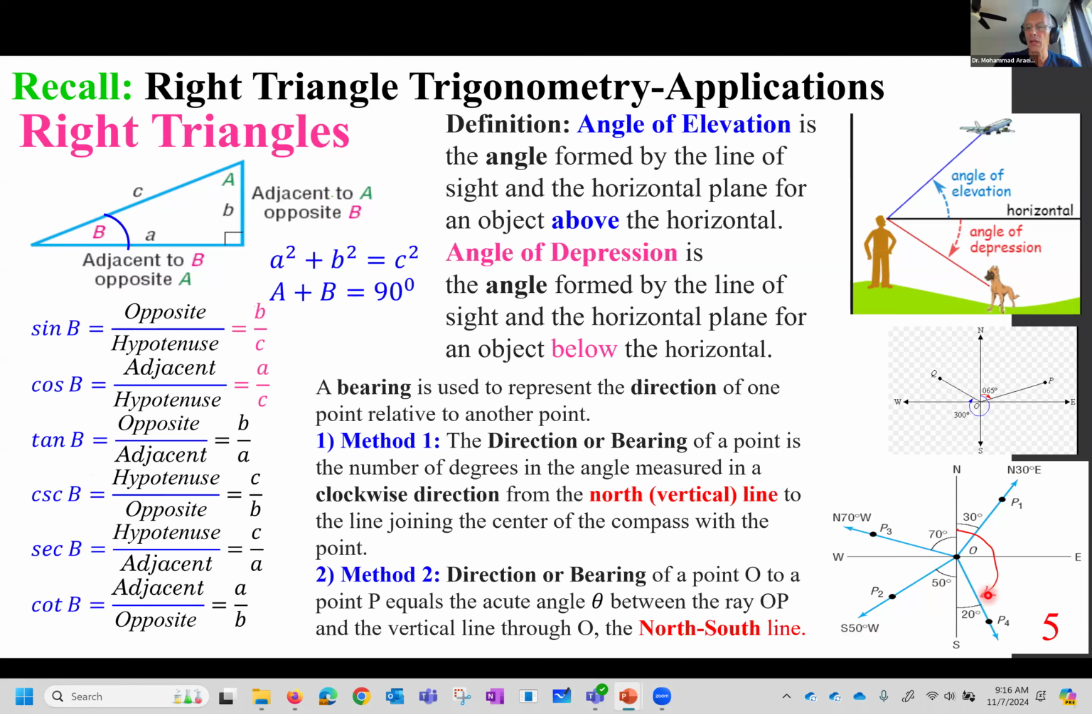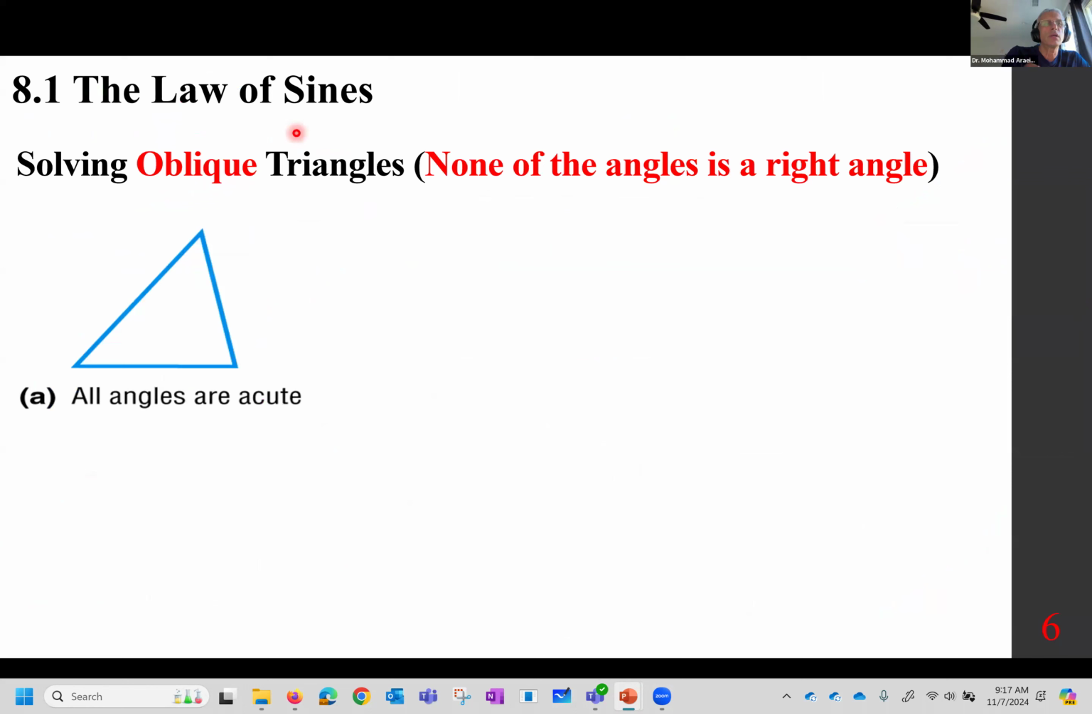And what is this angle? Subtract 20 degrees from 180, so it makes it 160. That's how you mention that. All right. 8.1, the law of sines, solving oblique triangles.